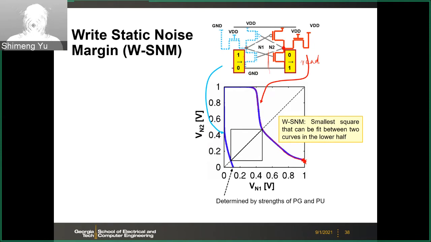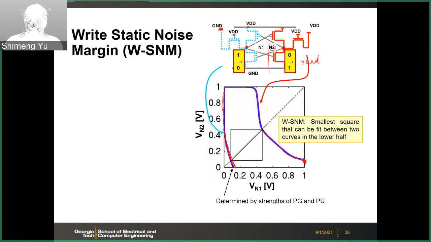For the other branch, in this case, it's a 1 to 0 transition. This is what we care about for the write operation, because as we discussed earlier, write operation is initiated from a 1 to 0 transition. So if you want to simulate this butterfly curve branch for the write, then you will have the bias condition like VDD here, and then VDD to the pass gate, and then the bitline here will be ground. And then again, you sweep the N2 from 0 to 1, and then you look at how N1 changes. So you will have this one.